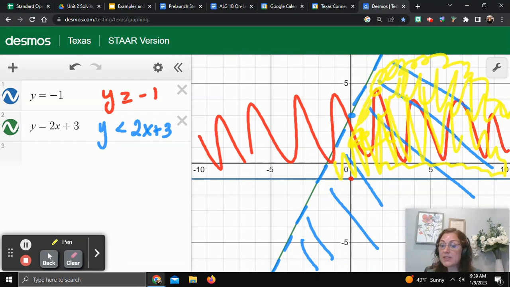Now, I hope this helps you see how Desmos can do the heavy lifting with the graphing for you. You'll still need to do the interpreting: should the line be solid or dashed? Should we shade above or below? But again, allowing Desmos to do that heavy lifting just by changing those inequalities to equal signs, I think is going to set you up for success.